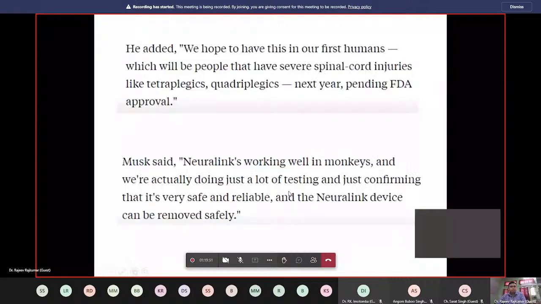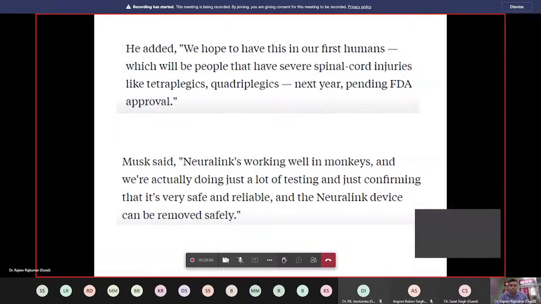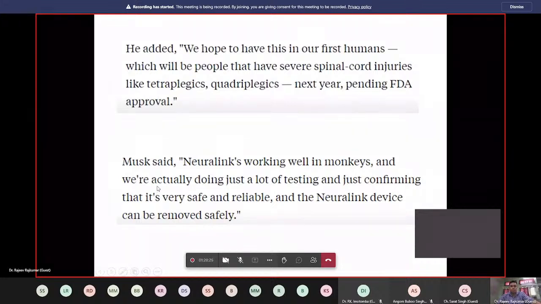Lastly, I would like to add that Elon Musk has said, we hope to have our first human trials, which will be people with severe spinal cord injuries like tetraplegics and quadriplegics, next year, pending FDA, Food and Drug Administration, approval. Musk has also said that Neuralink is working well in monkeys, and they are doing a lot of testing and confirming that it is very safe and reliable, and that the Neuralink device can be removed safely after lots of research.